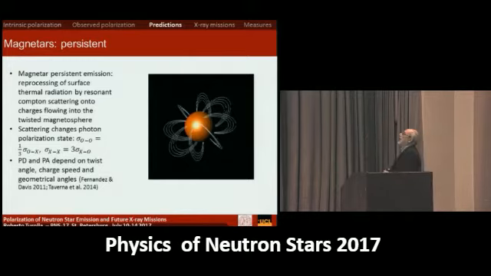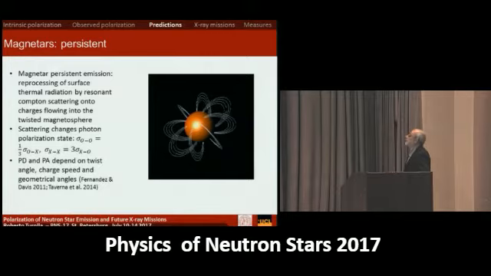I will just review a few examples, starting from magnetars, which are sources with an ultra strong magnetic field, 10 to the 14 or more. Let me just remind that the magnetar persistent emission is thought to come from the reprocessing of thermal emission emitted at the surface by resonant Compton scattering onto charges that flow in the magnetosphere along the closed field lines of a twisted magnetic field.